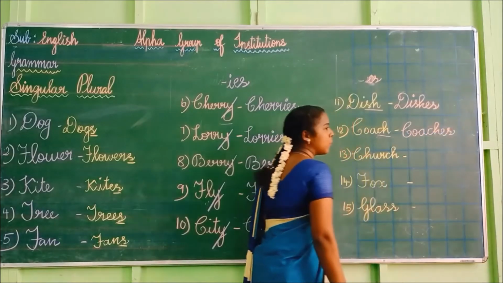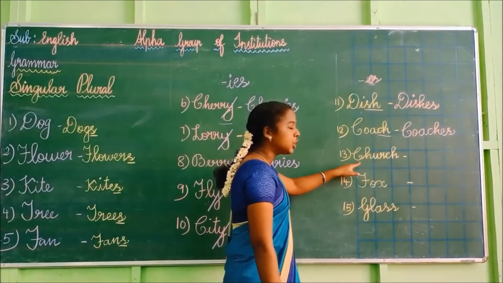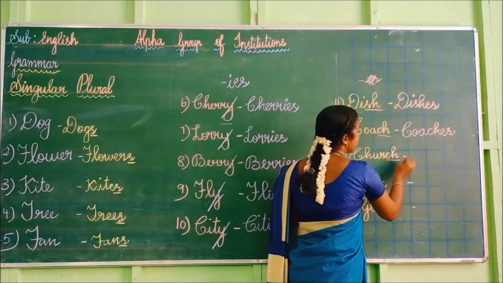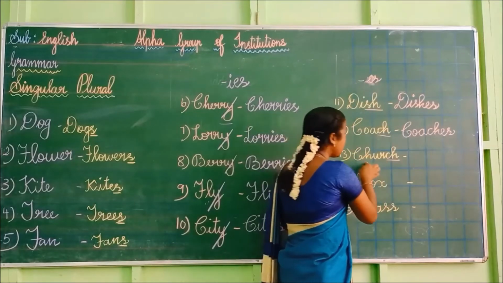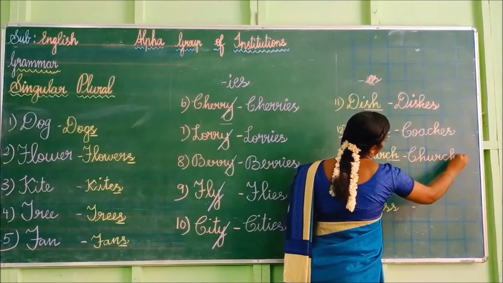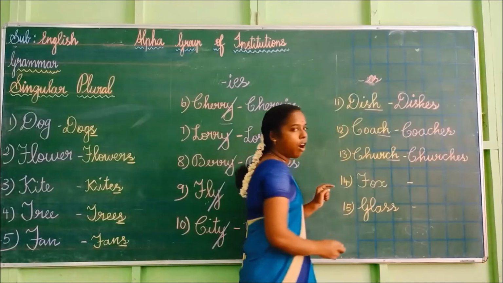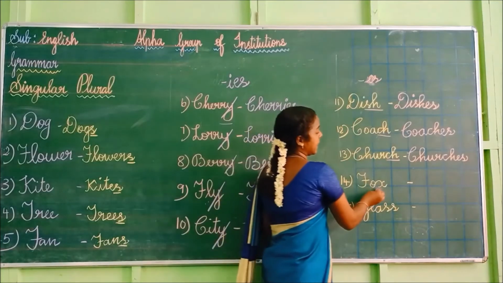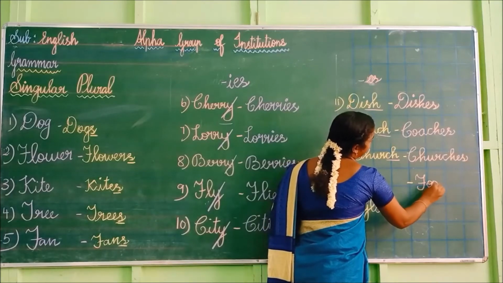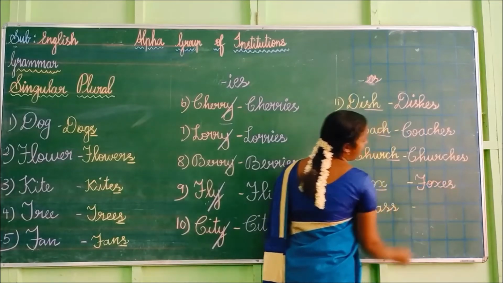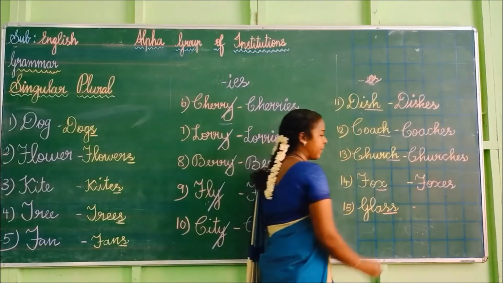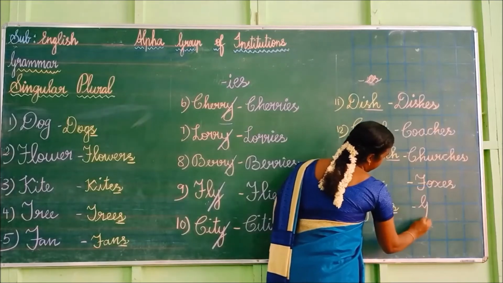The plural form of coach is coaches. Church. Church also ends with the letters CH. So you have to add ES to the singular noun to make the singular into plural. Churches. Next one, fox. Fox ends with the letter X. So you have to add ES. F-O-X-E-S. Foxes. Glass. Glass ends with the letters SS. So you have to add ES.